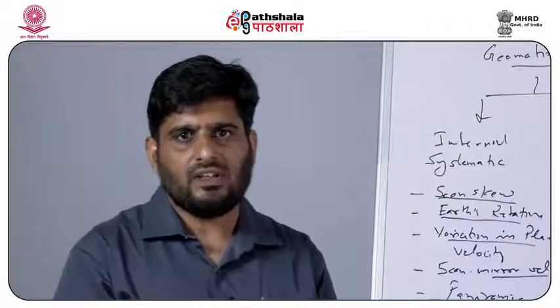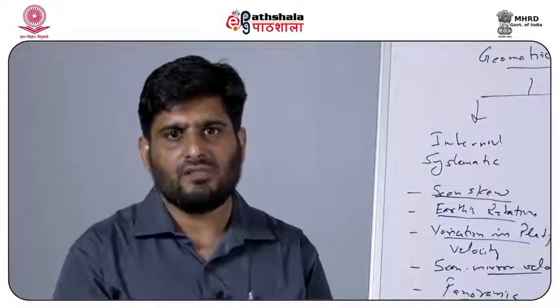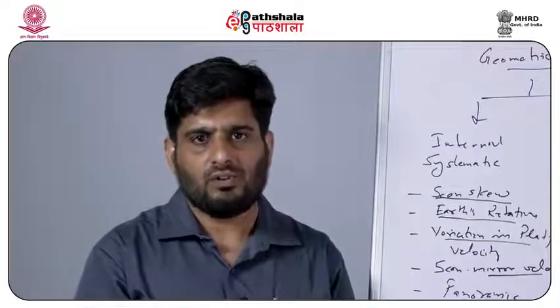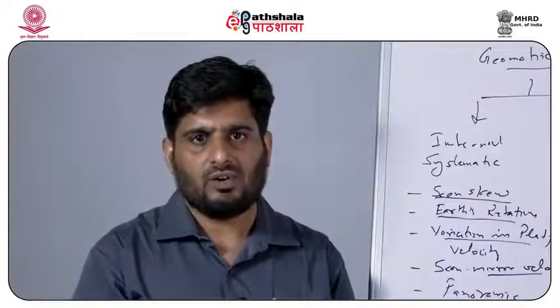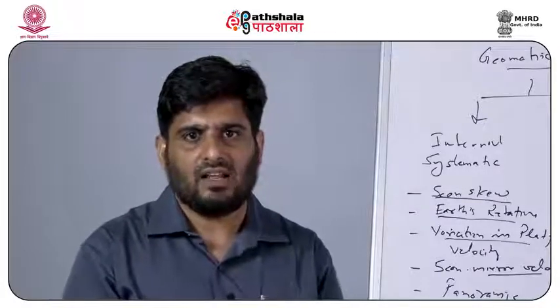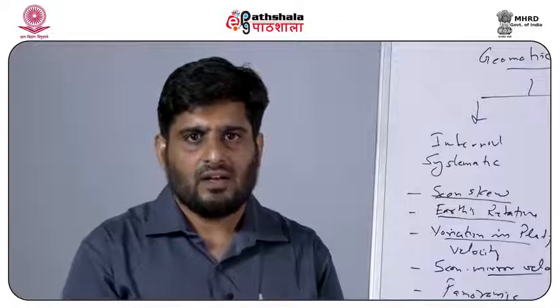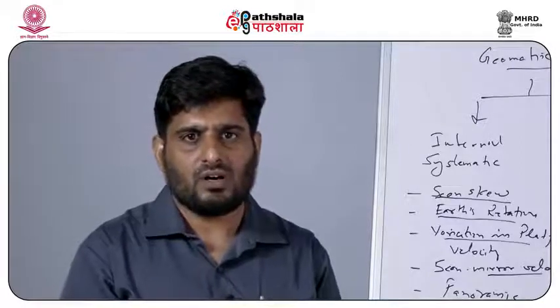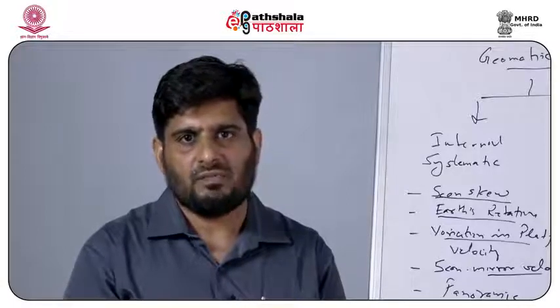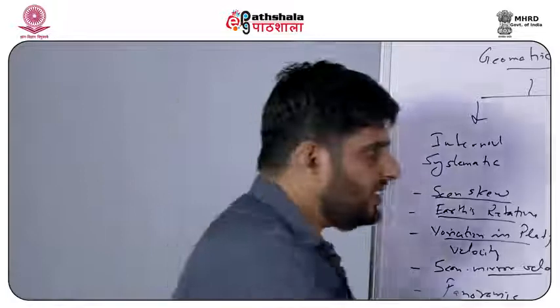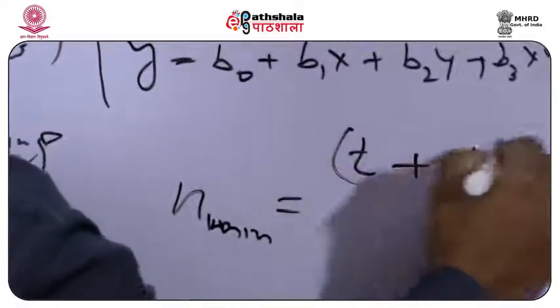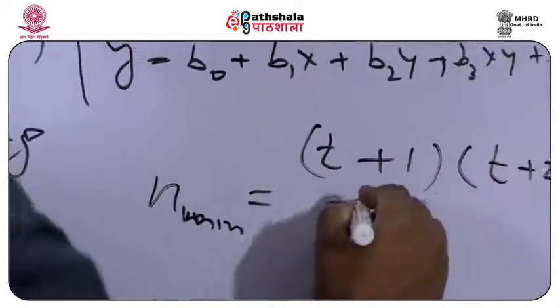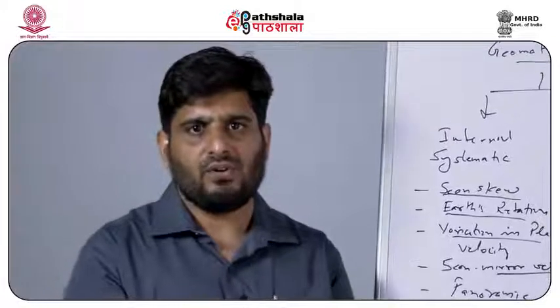So, viewers, while using these polynomials, we must understand one of the crucial aspects, that is the ground control points and their selection. In this case, we have to be very careful about selection of ground control points with respect to their numbers as well as their locations in the remote sensing data. Depending upon the type of polynomial that we use, the order of the polynomial, we must have a minimum number of ground control points which are given by an equation n minimum equal to (t plus 1) into (t plus 2) divided by 2, where n minimum is the minimum number of ground control points that we require and t is the order of polynomial.